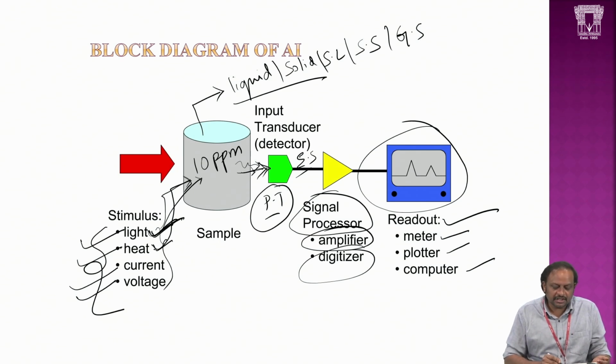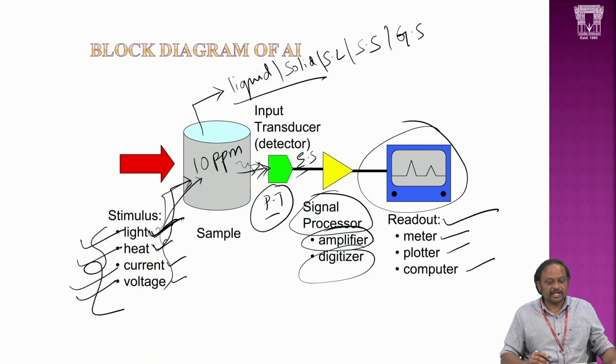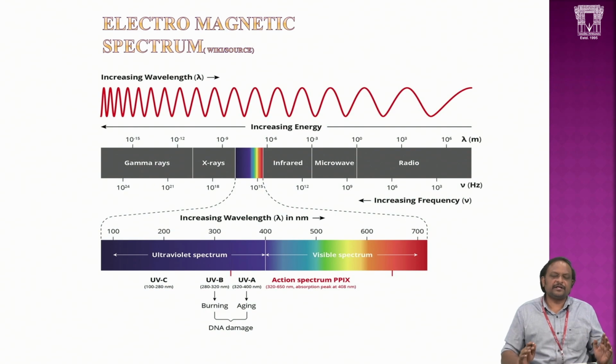And if you are not going with light or heat, you can also select current to stimulate the sample, or voltage, anything. The stimulus signal can be any of these four elements: light, heat, current, and voltage. So this is the general block diagram of an analytical instrument. Any analytical instrument used right now in industries like Aurobindo, Dr. Reddy's, and Mylan depends upon these.